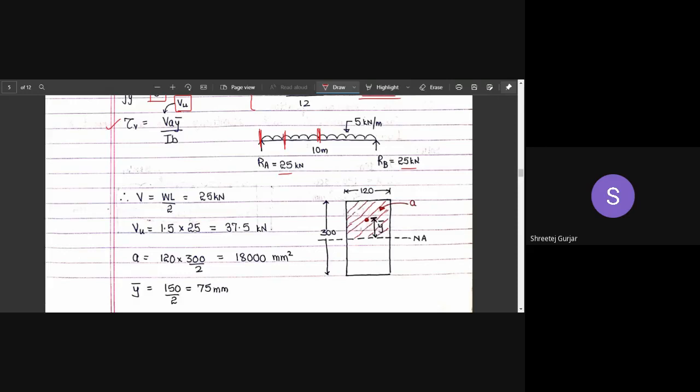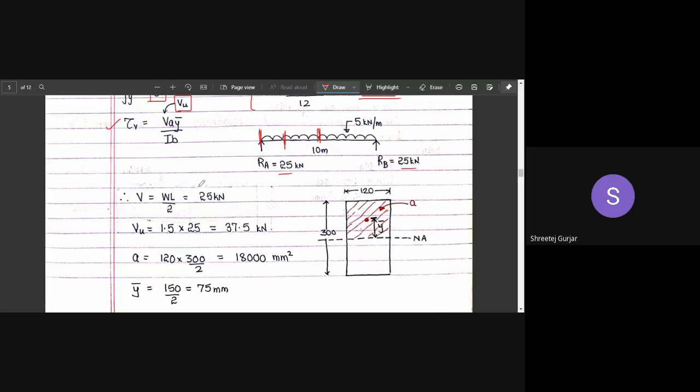No answer. This is your bending moment diagram. The bending moment is maximum at the center. But the shear force will be maximum at the supports always, right? The shear force diagram is in this way for this particular beam. So it will be maximum where? At the support. So we have to calculate V at the support section. Shear force is maximum at the support.